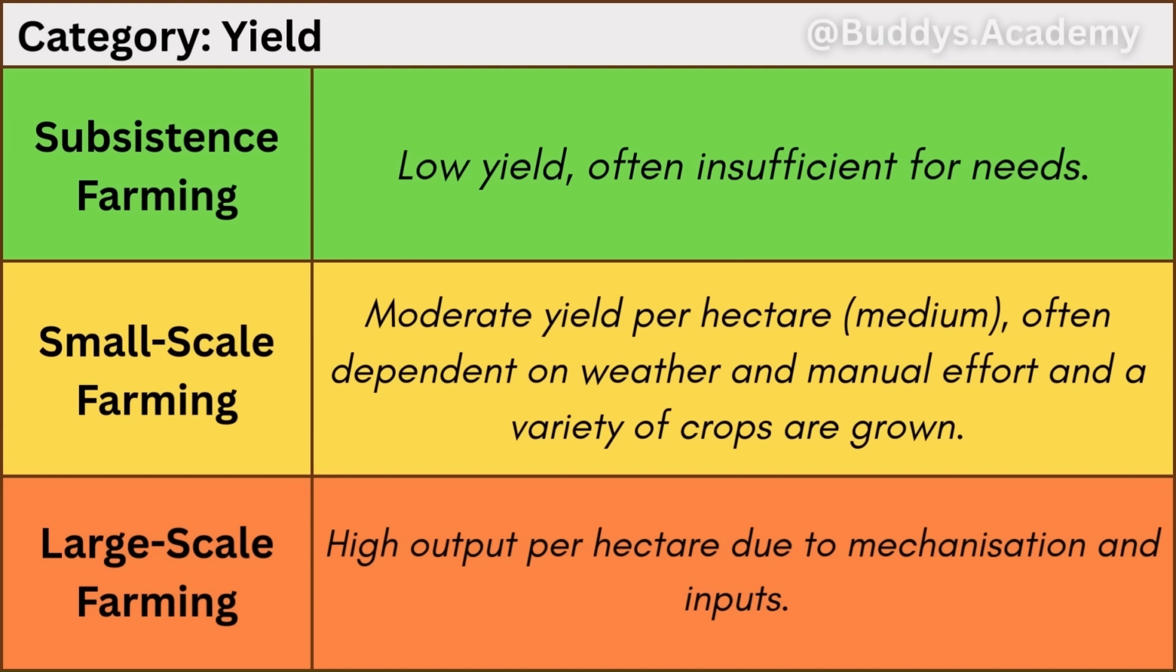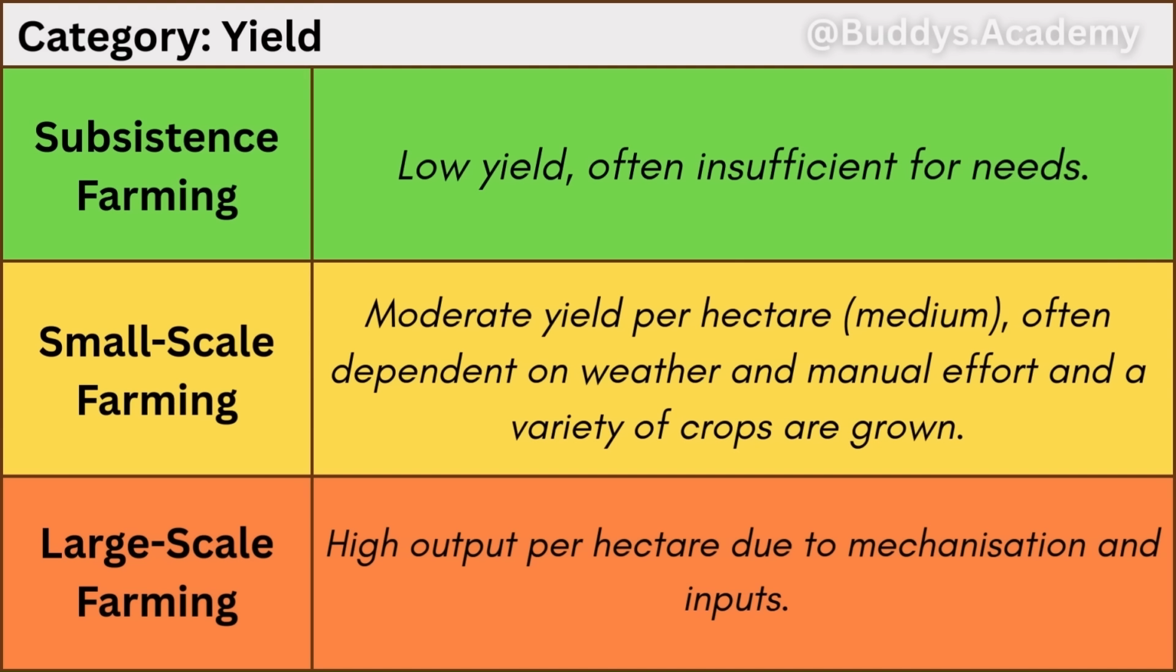When we're looking at your small-scale farming, you're going to have a moderate yield per hectare. That means there's going to be a medium amount. And it's often going to be dependent on weather and manual effort. And obviously, a variety of crops are going to be grown. However, when we're looking at your large-scale farming, there's going to be a very high output per hectare. Now obviously that's due to your mechanization and your inputs.